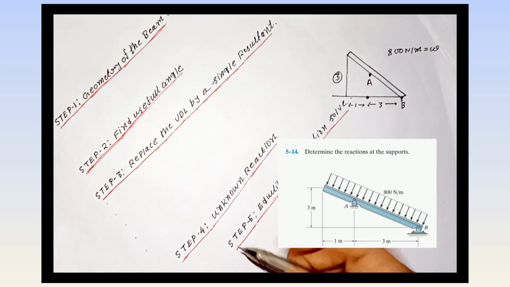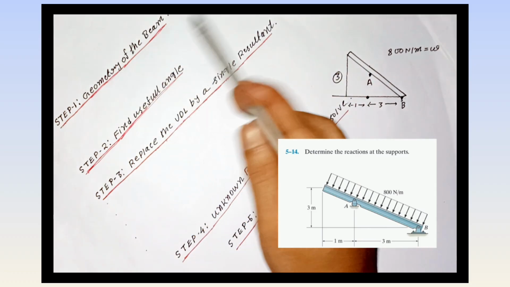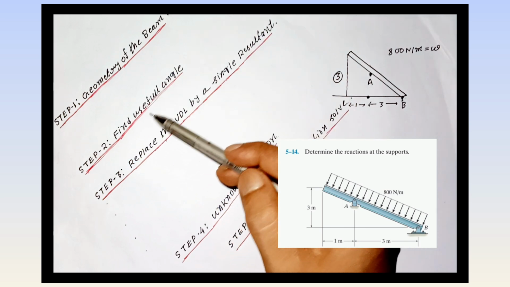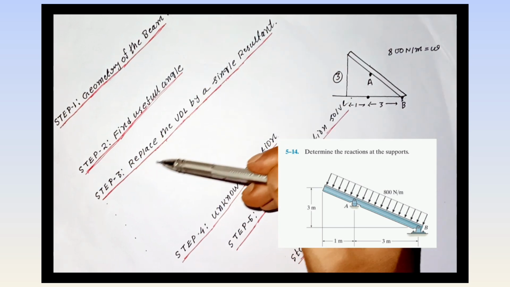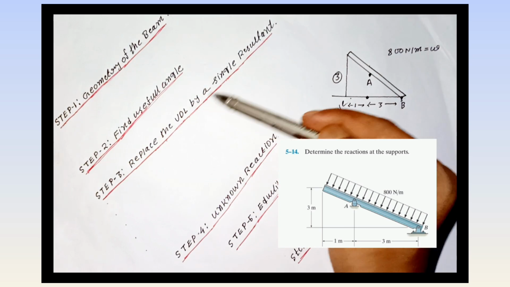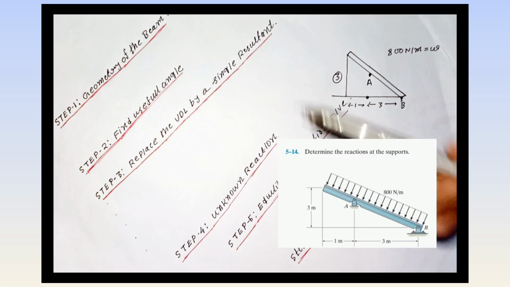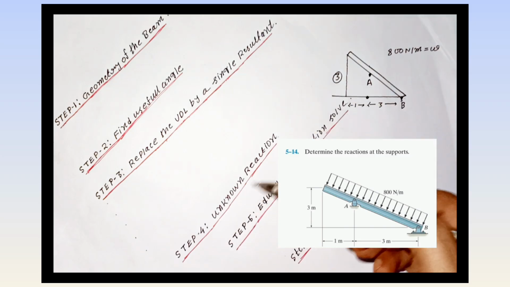Basically 5 steps. Step 1, geometry of the beam. Step 2, find the useful angle. Step 3, replace the UDL by a single resultant, very important. And step 4, the unknown reactions Bx, By, the equilibrium equations, solve and get the final answer.